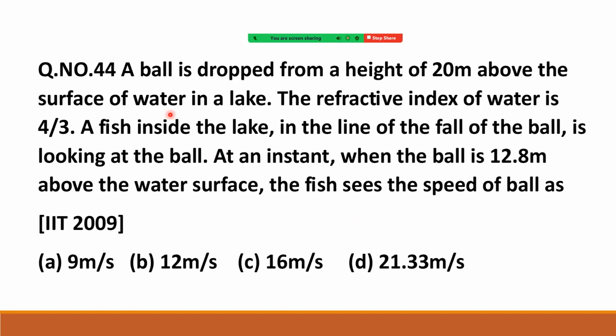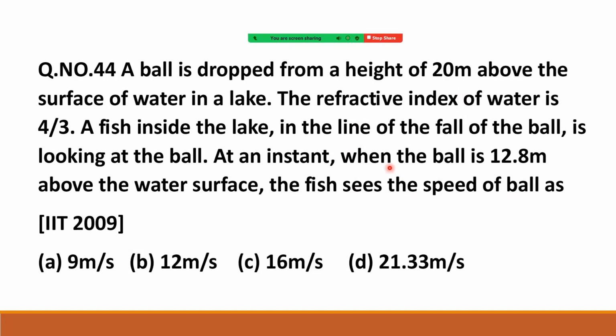See what the question is. A ball is dropped from a height of 20 meter above the surface of water in a lake. The refractive index of water is 4 by 3. A fish inside the lake in the line of fall of the ball is looking at the ball. At an instant when the ball is 12.8 meter above the water surface, the fish sees the speed of the ball as, see how to calculate this.